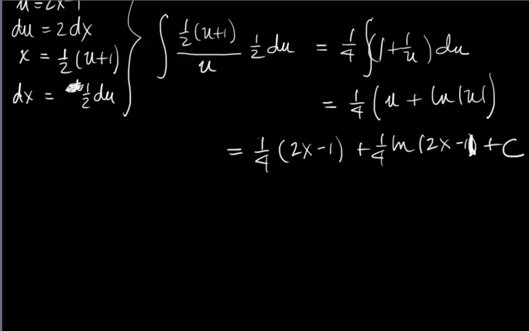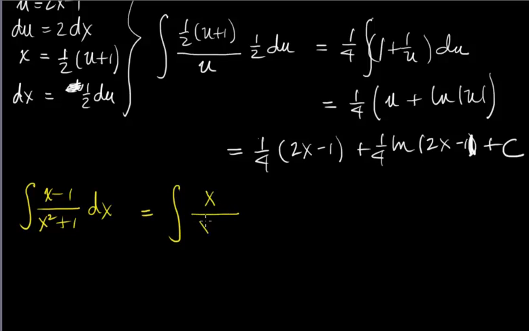Now the other one I was going to do was the integral of x minus 1 over x squared plus 1 dx. Well, this one, I know what 1 over x squared plus 1 would be, and x over x squared plus 1 would be a simple substitution. So I'm going to split. But I'm not using the denominator, I'm using the numerator. X over x squared plus 1 dx minus the integral of 1 over x squared plus 1 dx.